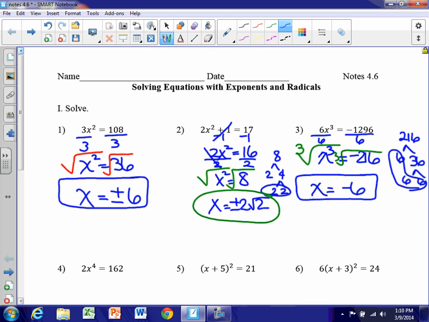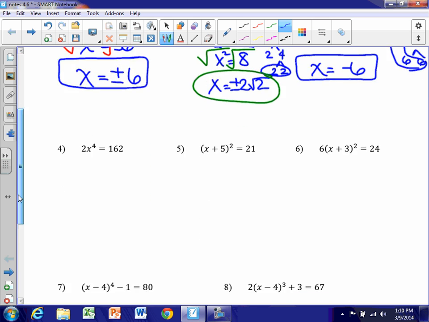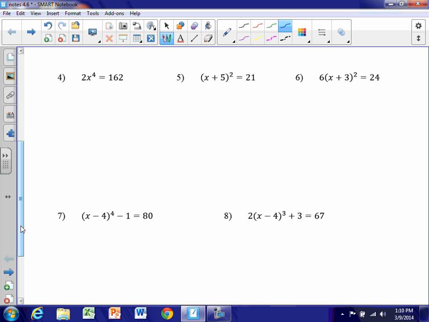So that's the case. With even roots, you have 2 answers. With odd roots, you're going to have 1 answer. Okay? Moving down the page, we have a 4th root, and that's okay as long as we isolate that term first. So we're going to divide by 2, and we get x to the 4th equals 81. And we're going to use the 4th root this time to get rid of the 4.